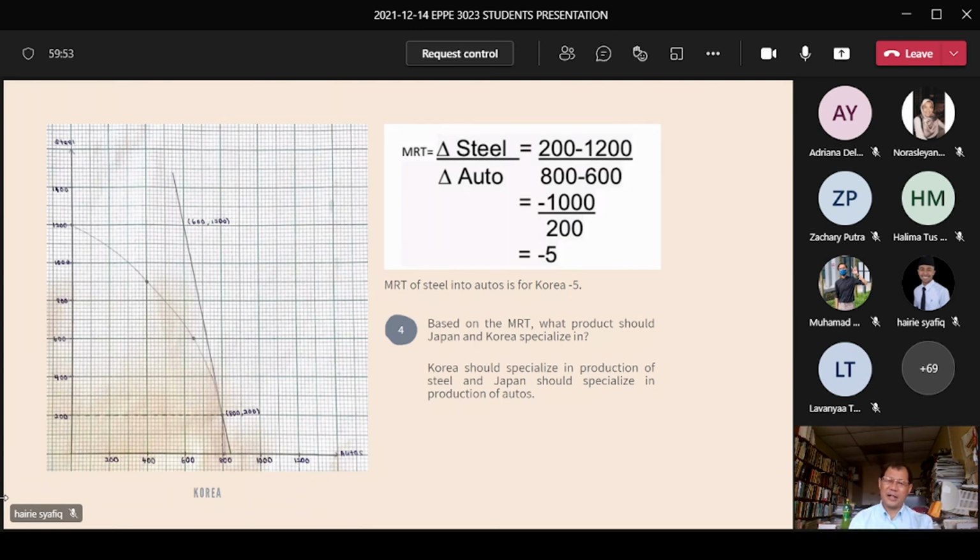Okay, then now Korea. Korea should specialize in production of steel because of the lower opportunity cost of producing steel. Correct, nothing wrong, but better to say it this way, just maintaining on the auto. Korea will specialize in steel because of the higher opportunity cost in production of auto.